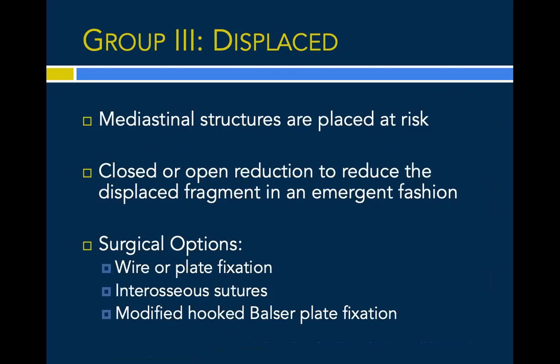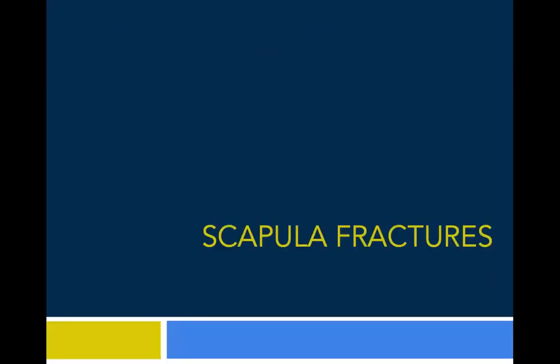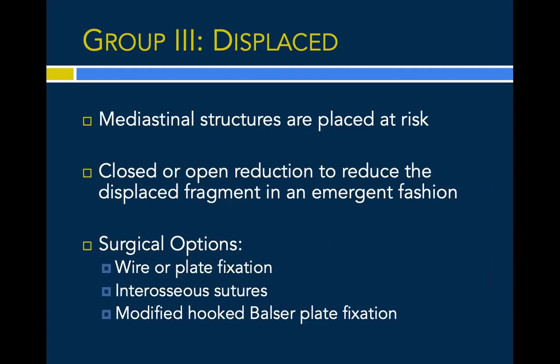When it comes to displaced, now we're worried about mediastinal structures, right? So these need to be reduced. Open versus closed depends on which way things are displaced. And then surgical fixation, typically with a wire or a plate, or intraosseous sutures. So there's this really slick thing called a Balser plate. But if it is displaced, most important for you guys to know, this needs to go to the OR, and it needs to be reduced and fixed.